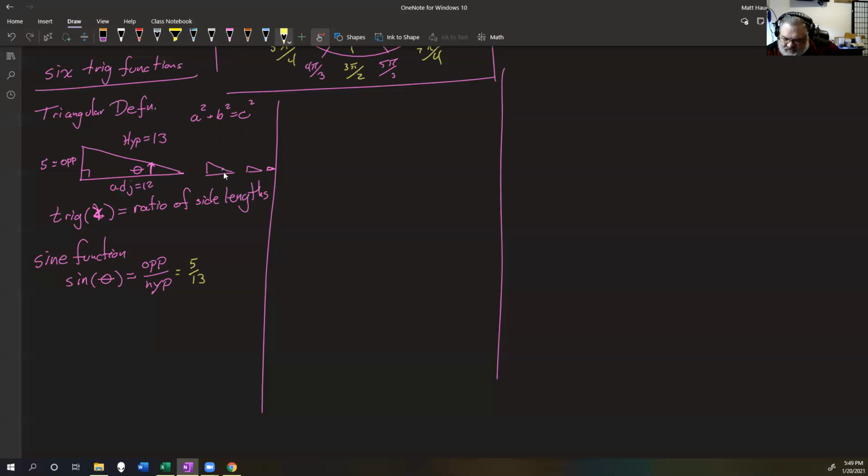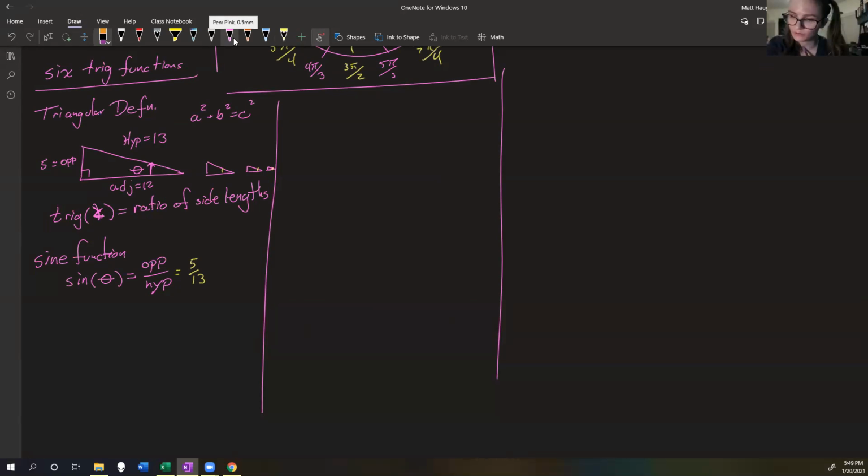So if all of these have that same angle theta, that ratio of 5 to 13 is going to be the same ratio all the way through. This might be, say, I don't know, 5/3 and 13/3. As long as that ratio holds, those are the same sized angles.